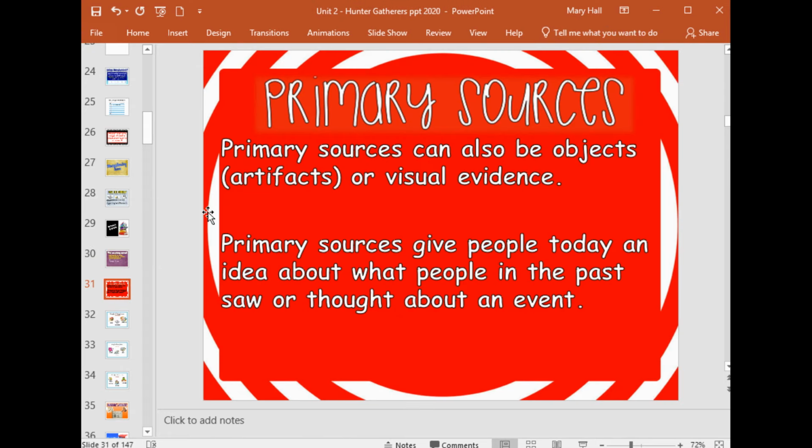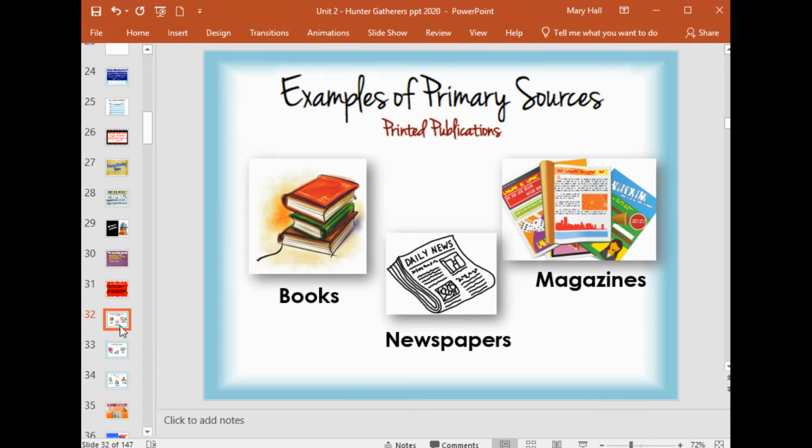Primary sources don't have to be what you usually think about, like a journal, something written down. Primary sources can also be objects or artifacts or visual evidence. Primary sources are good because they give people an idea about what people in the past saw or thought about an event. It helps people know how others felt about the event. That's what primary sources will help you do when you're conducting research.